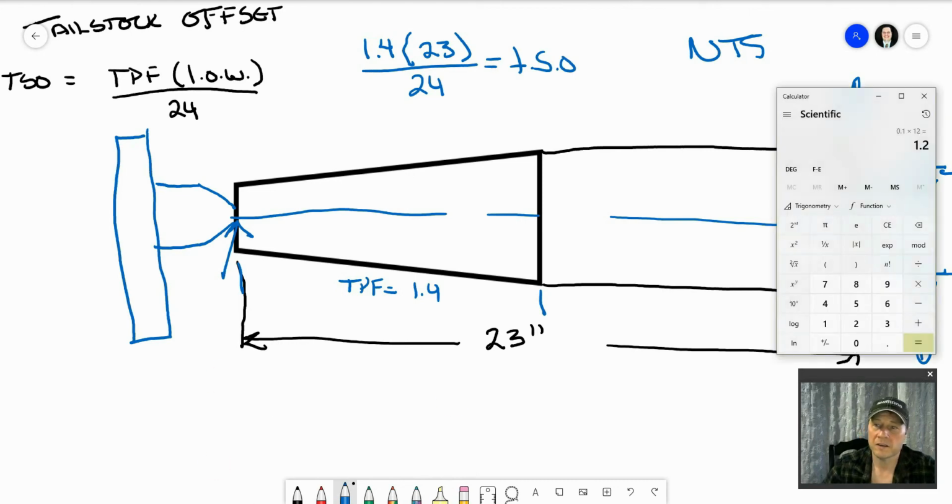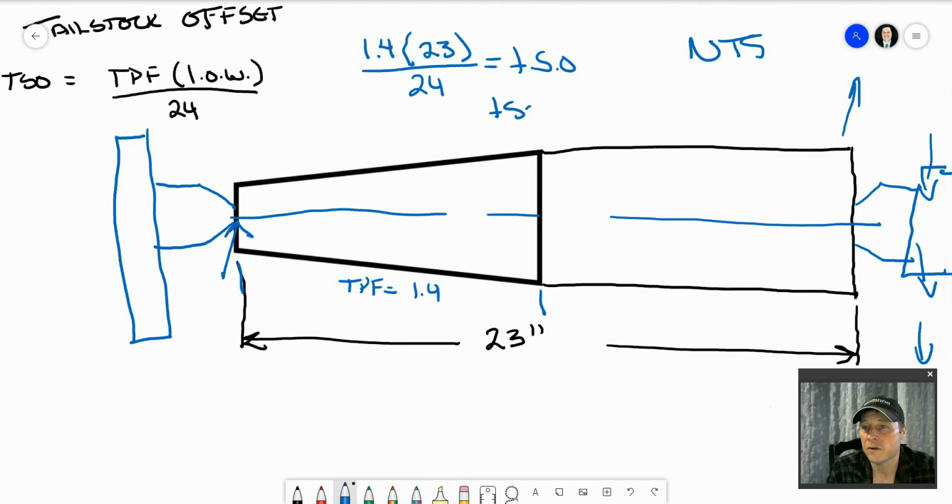So if we bring the calculator up again, oh, it was 1.2. All right, but let's say 1.4. 1.4 times 23 divided by 24. So our tailstock offset, or the amount of actual physical distance we have to push the tailstock away, would equal 1.34. So TSO equals 1.34 inches.